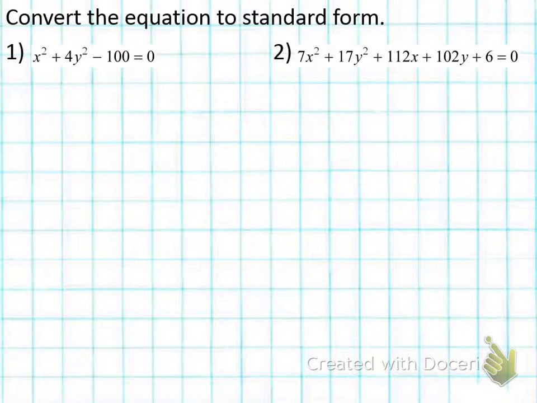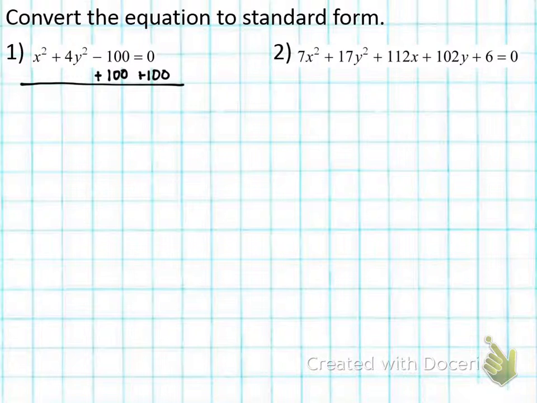x squared plus 4y squared minus 100 is equal to 0. It's not in standard form, so I want to always start with my constants. There's negative 100 here on the left side. You always move all your constants to the right side of the equation. So negative 100. The opposite of negative 100 is add 100 on both sides.